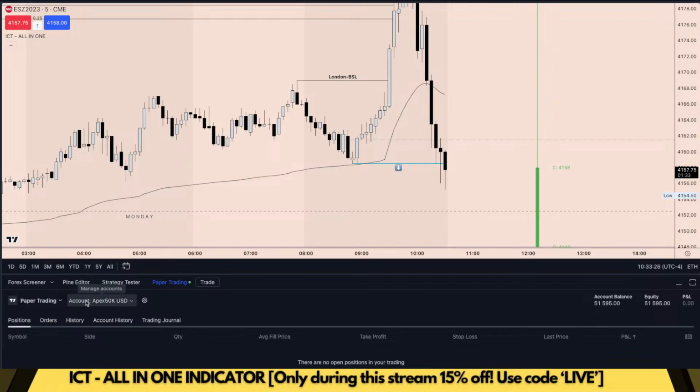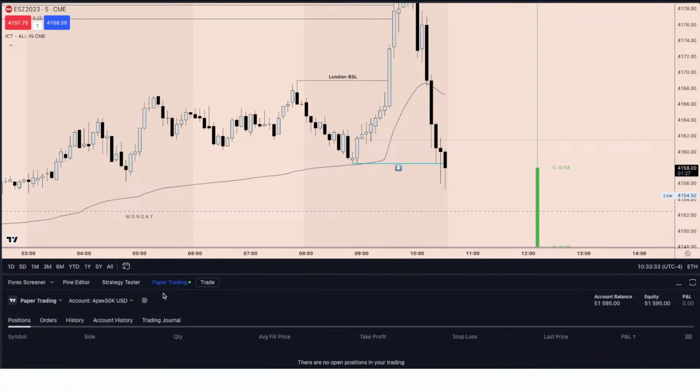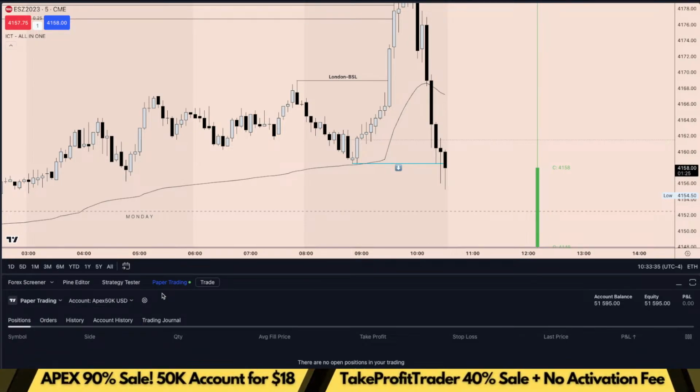My Apex 50k paper trading challenge. You can by now manage your accounts, and I don't know, it helps me to take the paper trading account more serious. Not entering with 100 contracts or something.